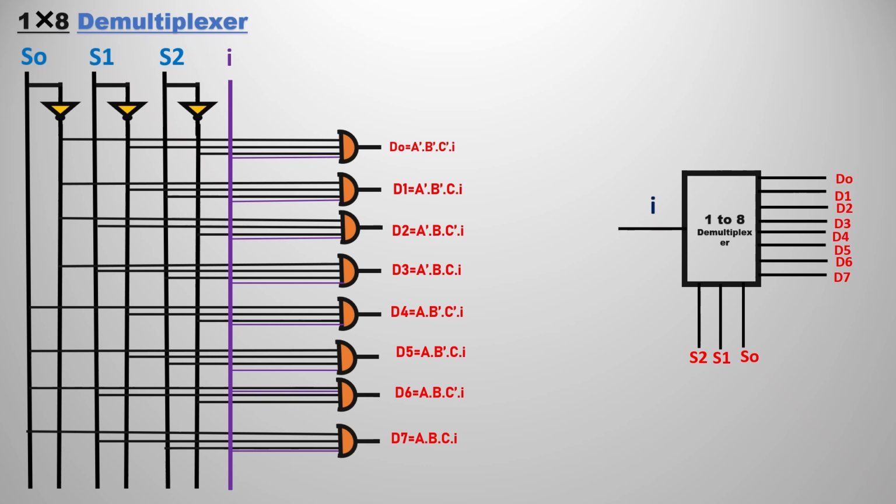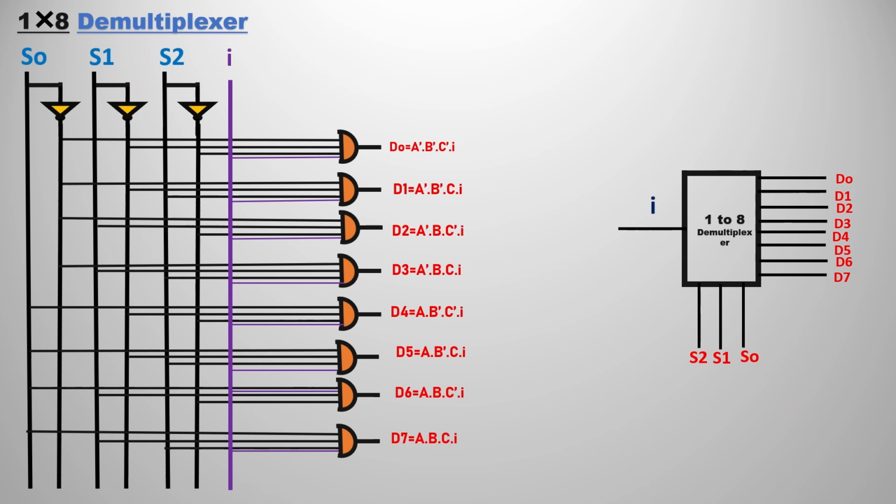Likewise, if you have higher demultiplexers like 1x16, 1x32, you are going to have a higher number of inputs in the AND gate. In this we have 4 inputs in the AND gate. If you have 1x16, we are going to have 5 inputs in the AND gate. Likewise, as we increase the select lines, we increase the complexity. We are going to have higher logic, higher complexity, and higher costs for making the circuit.